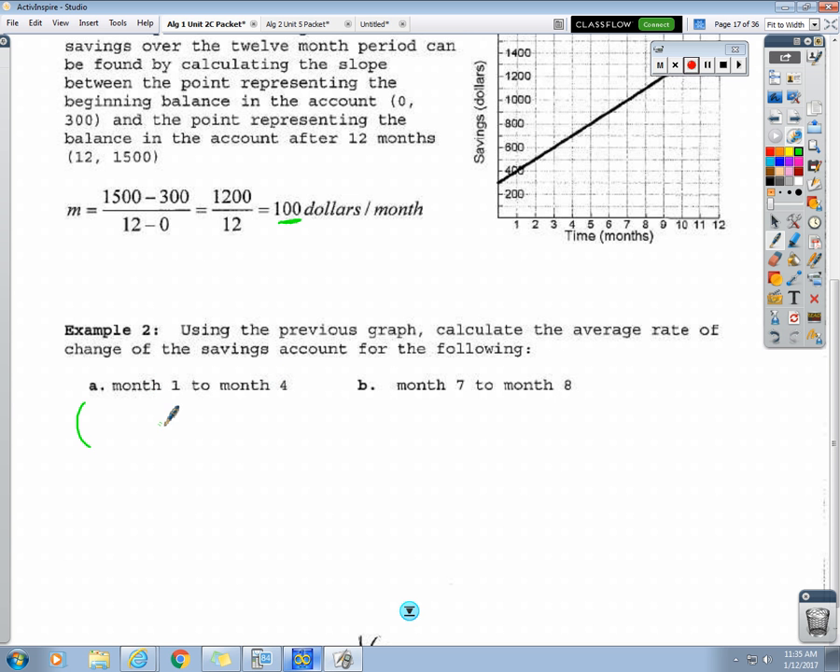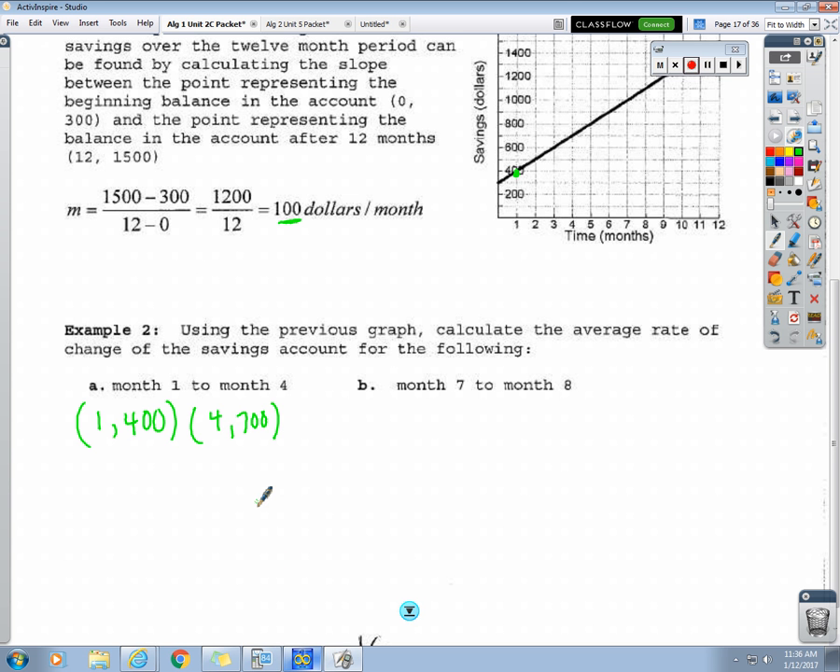Well, what would the ordered pair be for month 1? 1, 400. If you go over to month 1 and then you go to the line, isn't that a y value of 400? What would the point be for month 4? 4, 700.